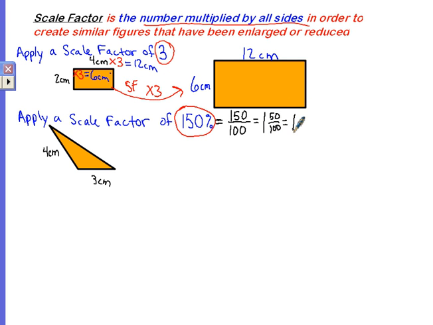or 1 and 1/2. Since our scale factor is 1 and 1/2, that is the number that we will be multiplying our sides by. Again, because scale factor is the number multiplied by all sides in order to reduce or enlarge a figure. So we'll take 4 and multiply it by our scale factor of 1 and 1/2. And we'll take 3 and multiply it by our scale factor of 1 and 1/2.